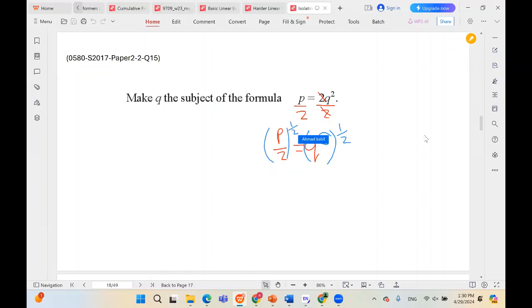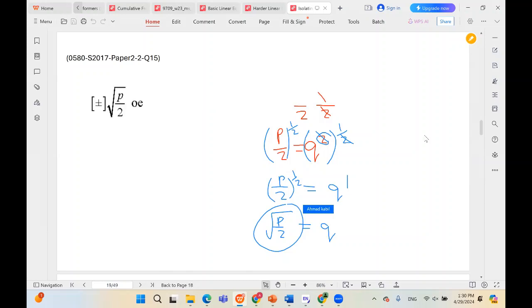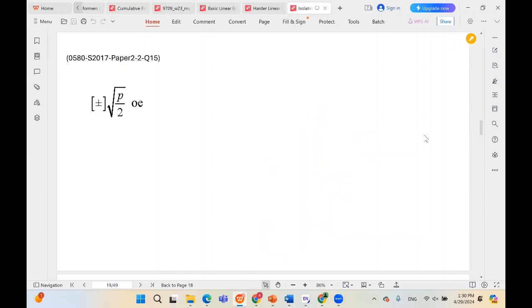And the idea here is that this will cancel out. So we end up with q power 1 on the right and p over 2 power half on the left. Another way of writing power half is to just use a square root like this. And of course, q power 1 is just the same as q. So this is the final answer. You can write positive negative for completeness, but this is not strictly necessary here. However, it is a better answer with positive negative.